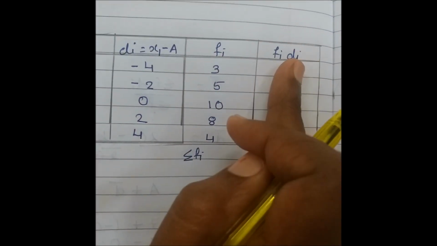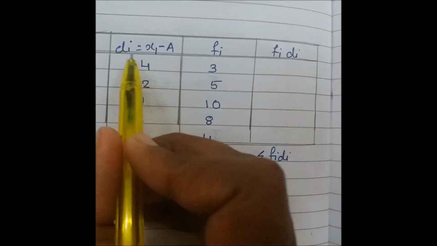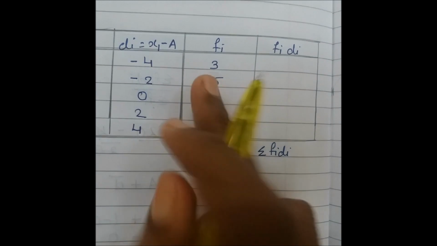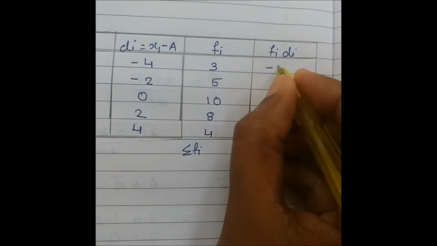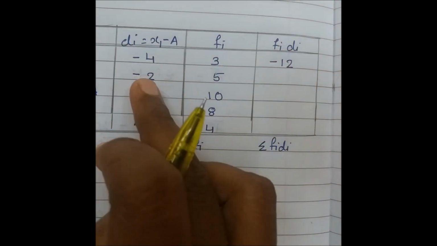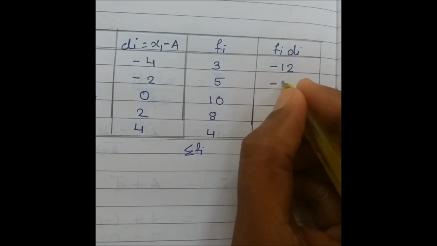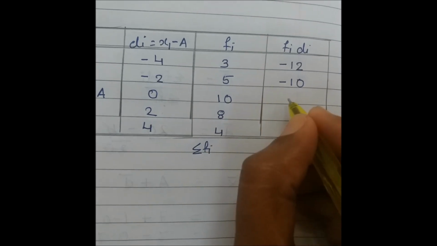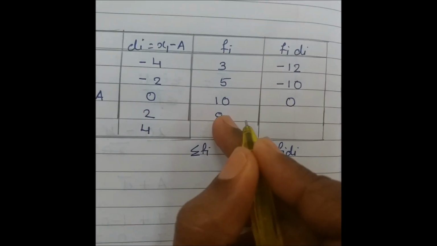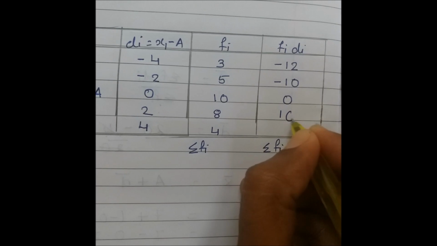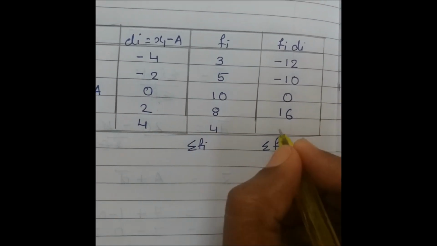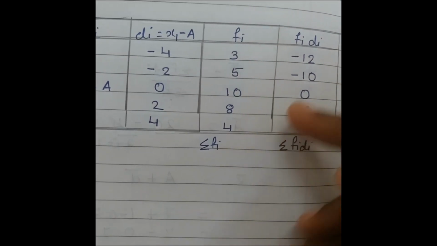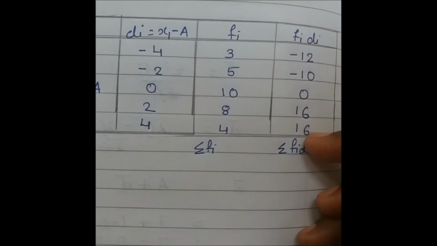Now we have to multiply these two, di multiplied by fi, that is fi into di. 4 3s are minus 12. 2 5s are minus 10. 0 into 10 is equal to 0. 2 8s are 16. 4 4s are 16. I got the values of fi into di.